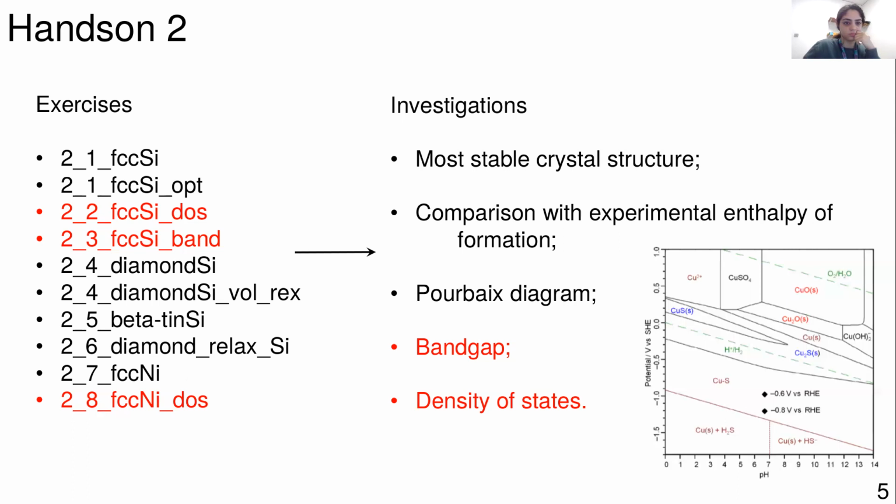So why do we need this calculation in a practical approach, and why will we need it in the future? We will need it, for instance, to define what is the most stable crystal structure, and later you will have a question about that. You can compare with the experimental enthalpy of formation of some experimental system. You can use it in electrocatalysis to define Pourbaix diagrams. So Pourbaix diagrams are defined for bulk systems.